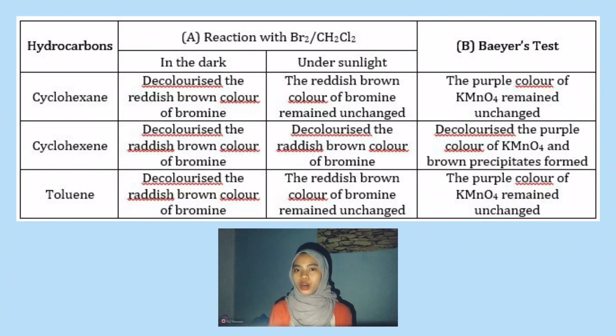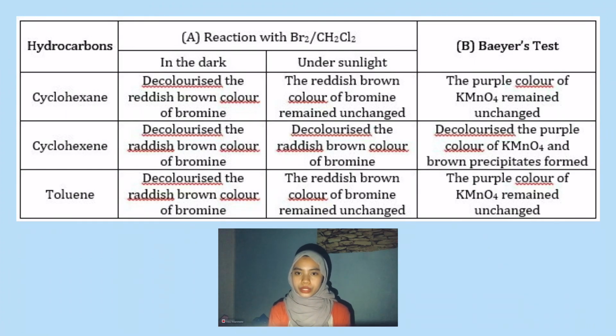Here are the results of this experiment. From the results, when cyclohexene and toluene react with bromine in the dark, they will decolorize the reddish brown color of bromine. But if the reaction occurs under the sunlight, only cyclohexene will decolorize the reddish brown color of bromine, while the others remain unchanged.